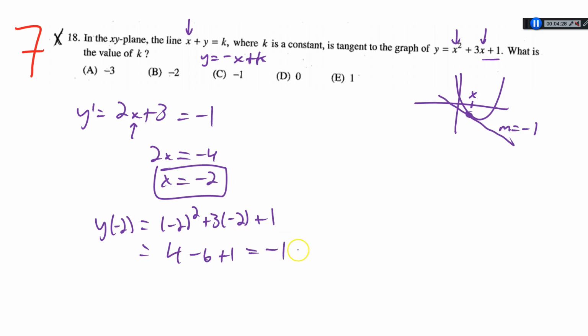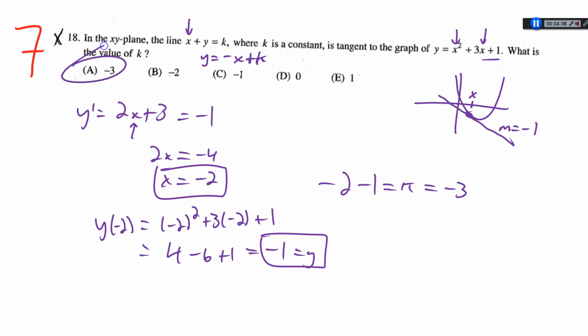So I have an x, that's a y. Hey, x plus y equals k. So -2 minus 1 equals k, which is -3. There you go. All there is to it.